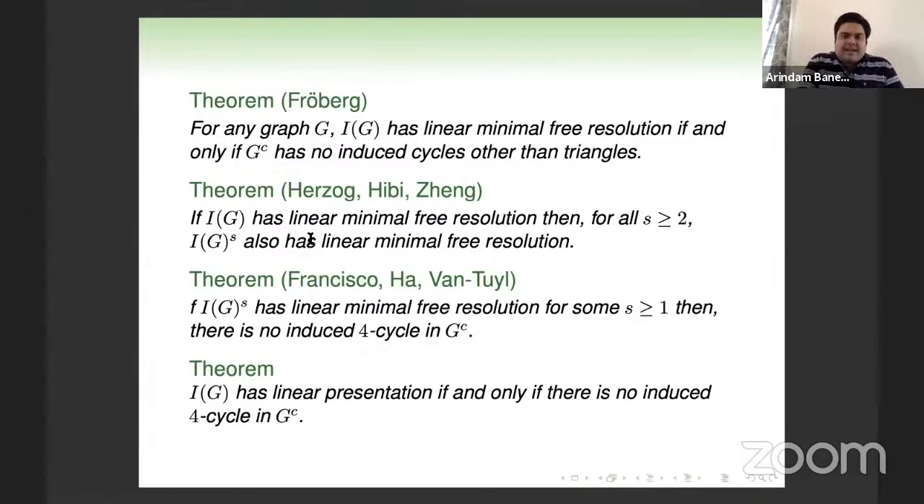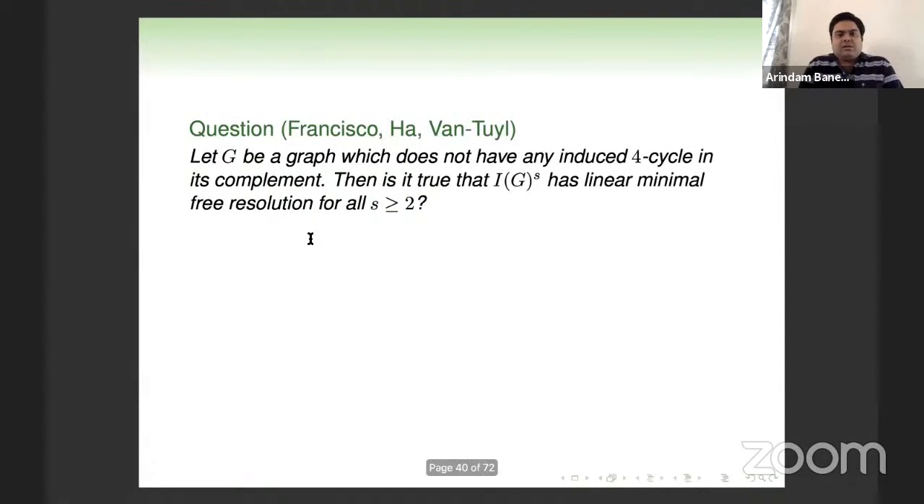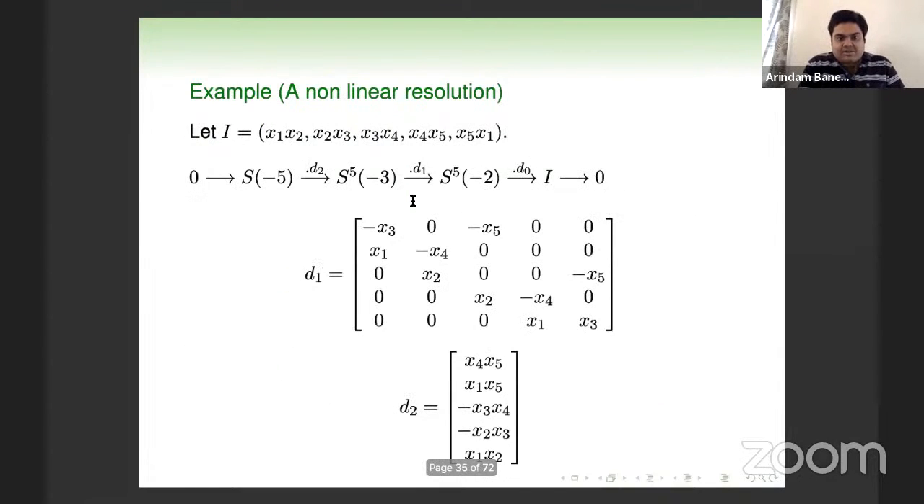So in light of these, Francisco and Van Tuyl asked the following question. Let G be a graph which doesn't have any induced 4-cycle in its complement, then is it true that I_G power s has linear minimal free resolution for all s greater than or equal to 2? We already saw that if any power has linear minimal free resolution, then the complement has no induced 4-cycle. Can we at least say that higher powers? One may ask why you take s greater than or equal to 2, but s greater than or equal to 2 is needed because of this example.